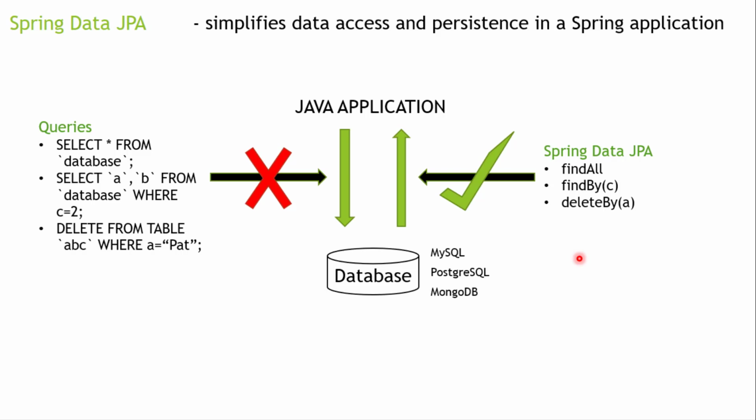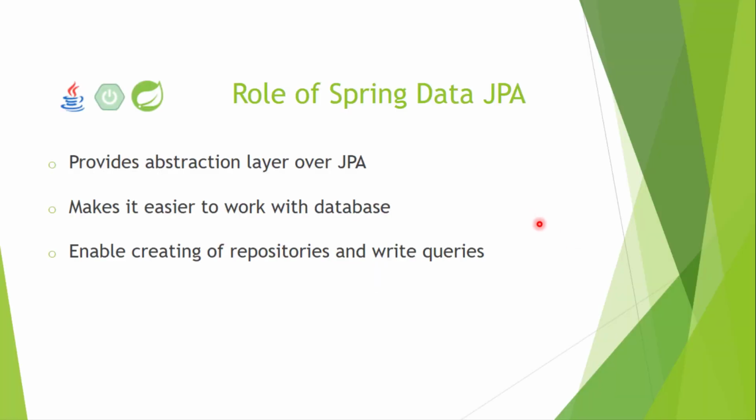So what then is the role of Spring Data JPA? It provides an abstraction layer over JPA, making it easier to work with databases. JPA stands for Jakarta Persistence API, but was formerly called Java Persistence API. Now, with Spring Data JPA, we can create repositories and write queries without getting bogged down in database-specific details. Now, let's dive in and see how Spring Data JPA can make our lives easier.